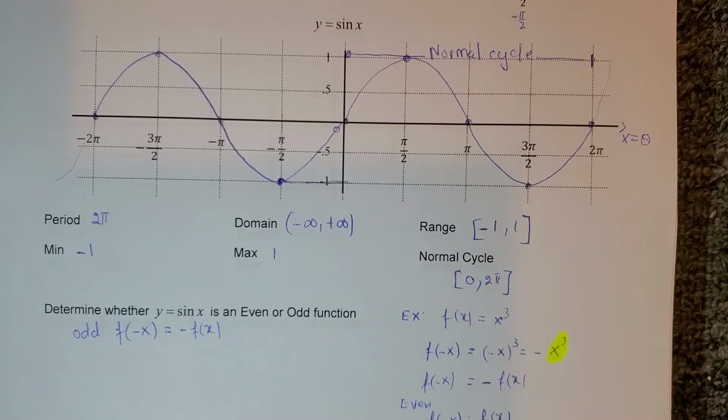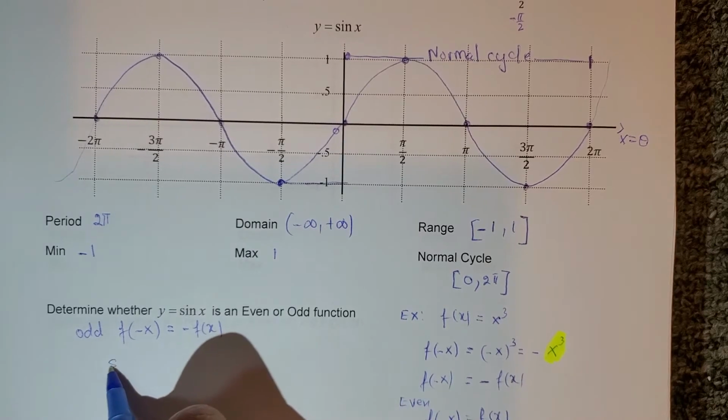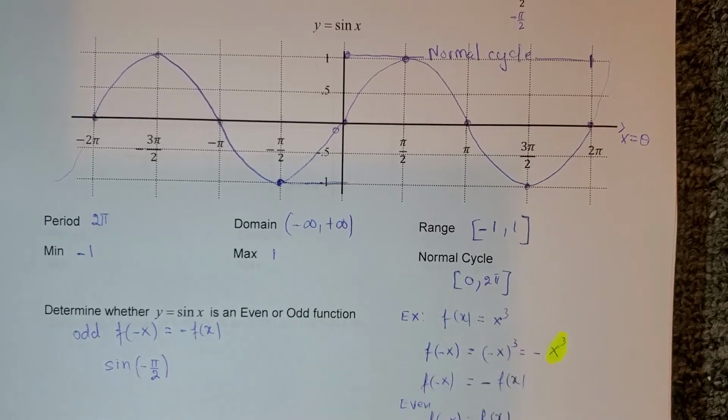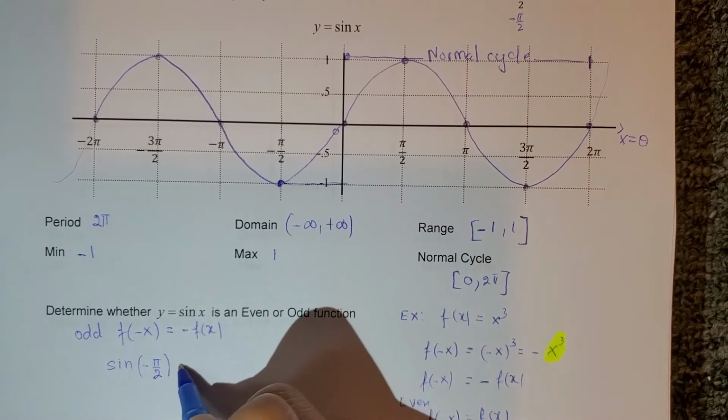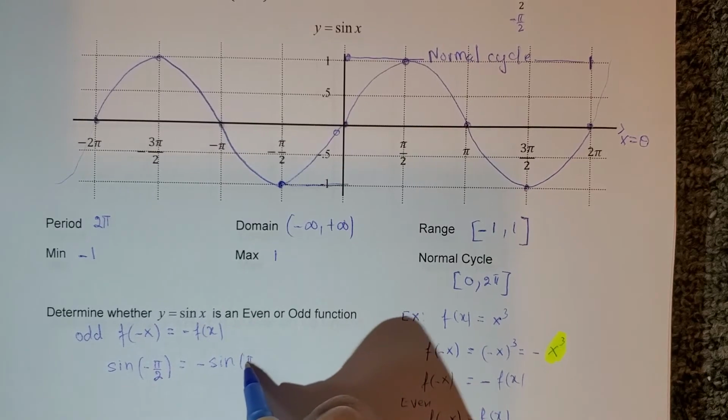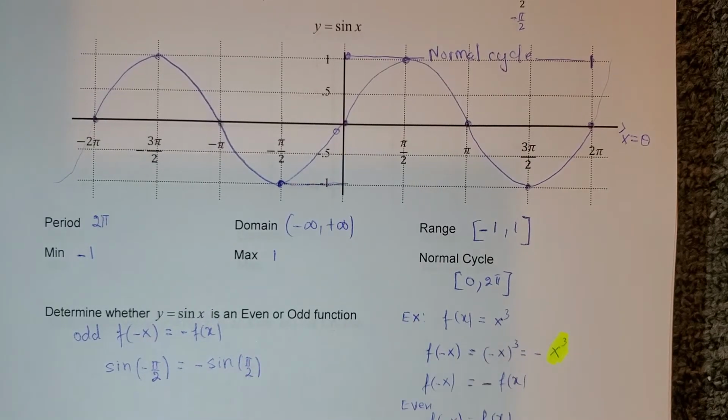So to test that, I'm going to choose a negative angle, okay? Negative pi over 2. If this one is an odd function, that means sine of negative pi over 2 must be equal to negative sine of pi over 2, right? If this is true, that means it's an odd function. If it's not true, it must be an even function. So let's take a look at whether this one is equal or not, okay?